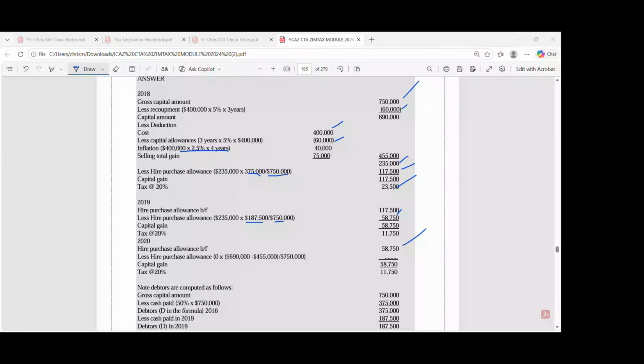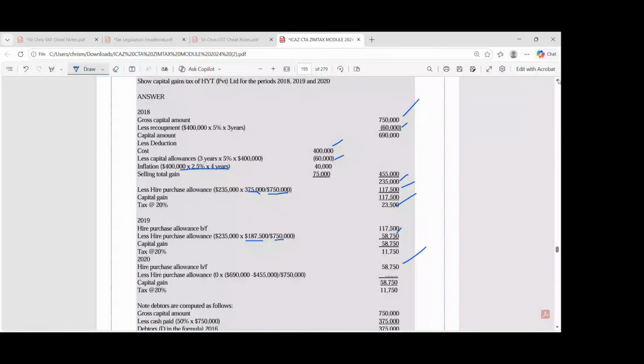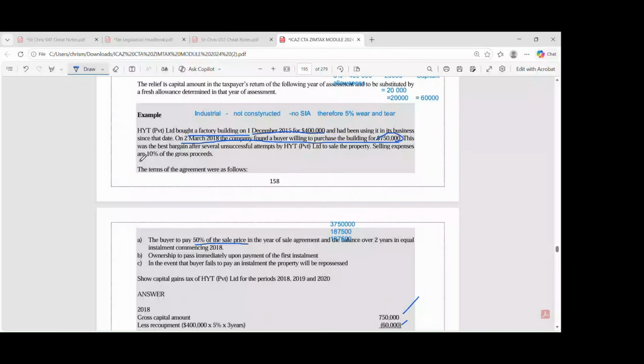I want to understand where the selling total gain is coming from at 75. Selling total gain, that one under inflation? Yes. All right. I think it was a selling cost. Yeah, it's a selling cost. Selling expense is 10% of gross proceeds. It was a selling cost. Okay. All right. Any other questions on the relief?